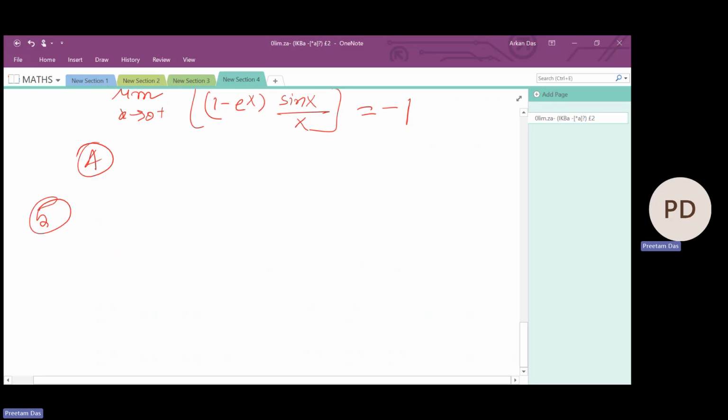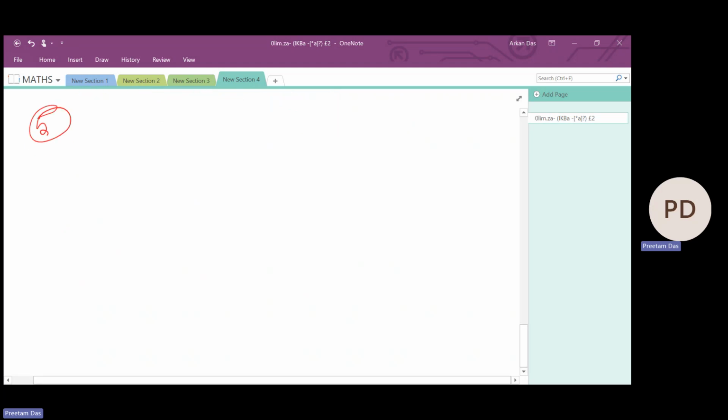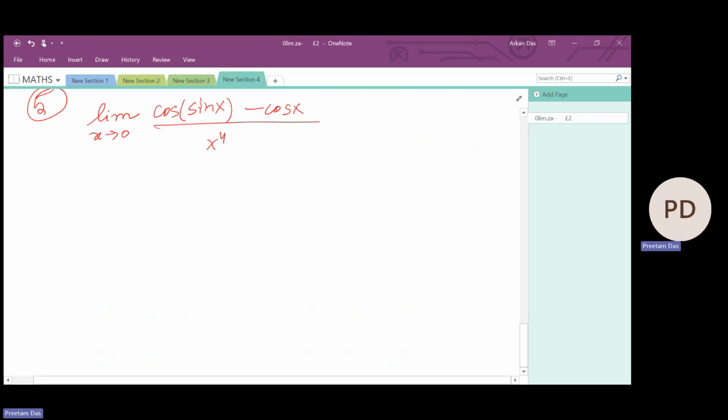Let us look at the fifth question. So in the fifth question, they have given trigonometry divided by some algebra, x raised to 4. How do you solve this? The most commonly used way of doing this is using expansion. So cos sin x minus cos x, divided by x raised to 4, x tends to 0. What is the expansion of cos x? It is 1 minus x square by 2 factorial plus x power 4 by 4 factorial.